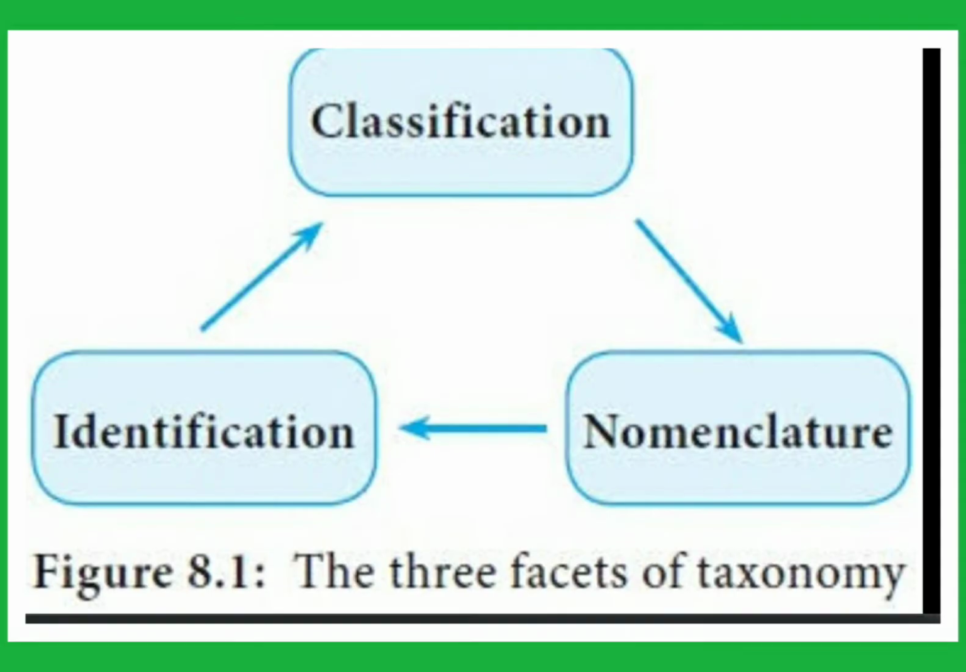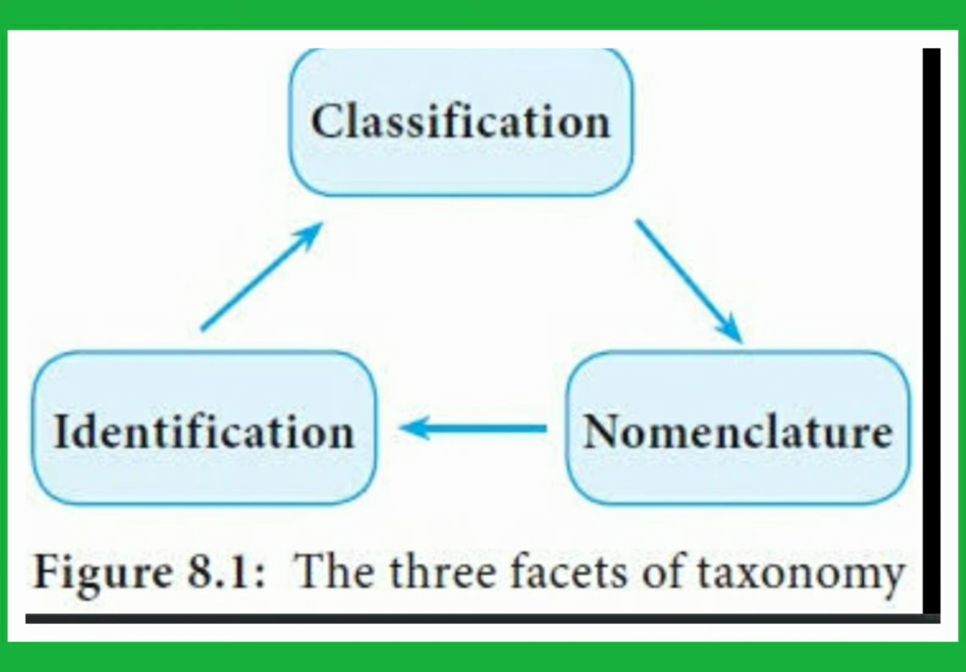Since it is difficult to study all the organisms, we have to go with taxonomy. The three facets of taxonomy are: first, basing on the observable characteristics, we need to identify it, then we need to classify it. After classifying in a particular group, we have to go with nomenclature.